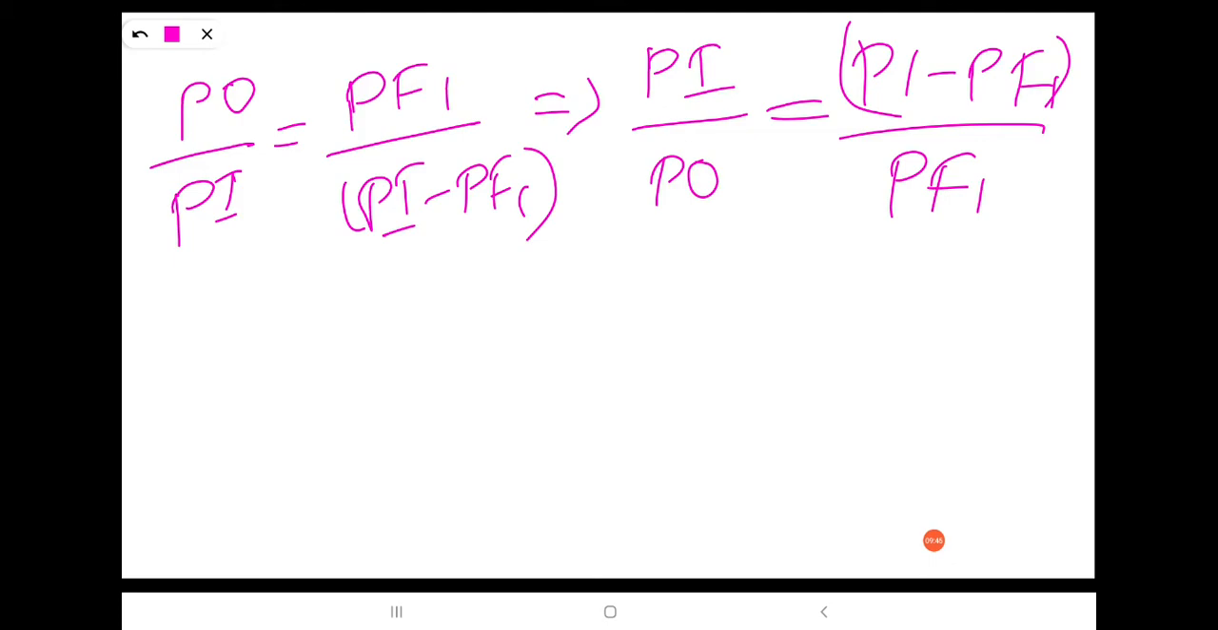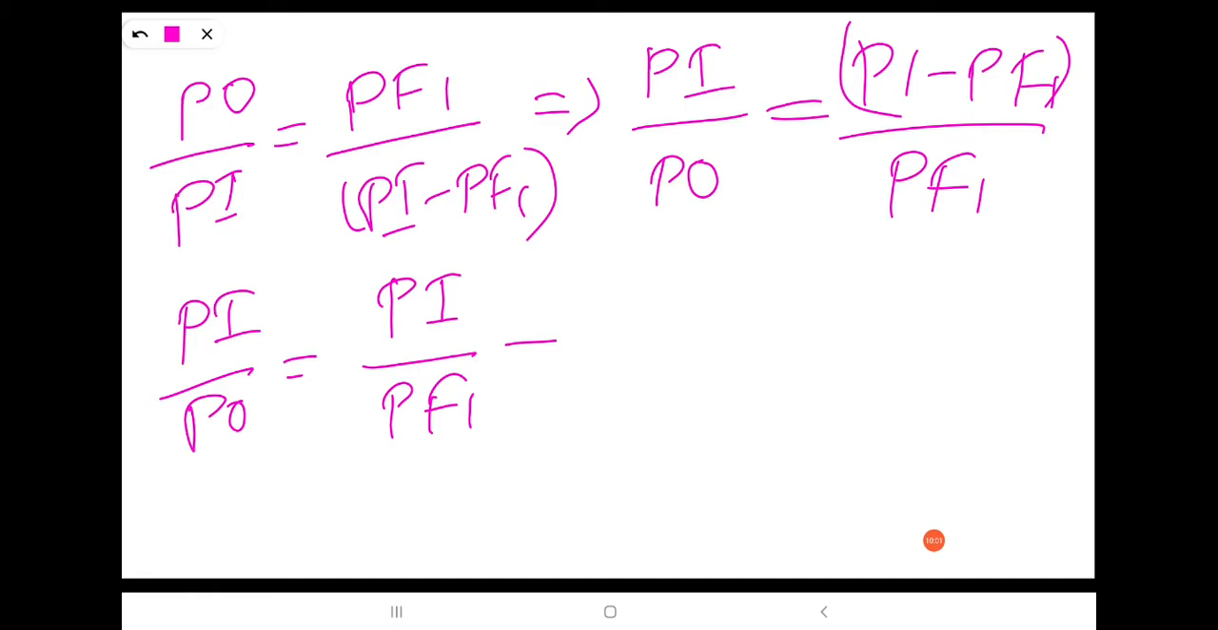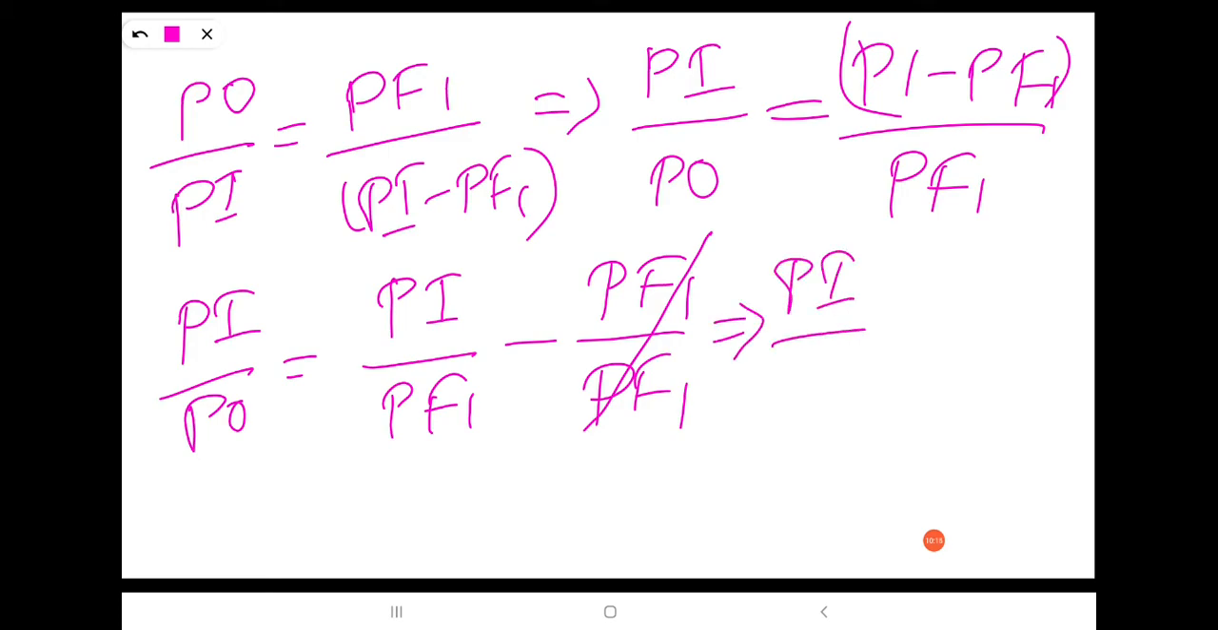Here I am changing the terms, right? So now PI by PO equals, we can write, PI by PF1 minus PF1 by PF1. So here this PF1 will get cancelled. So the remaining part, PI by PO equals PI by PF1 minus 1.